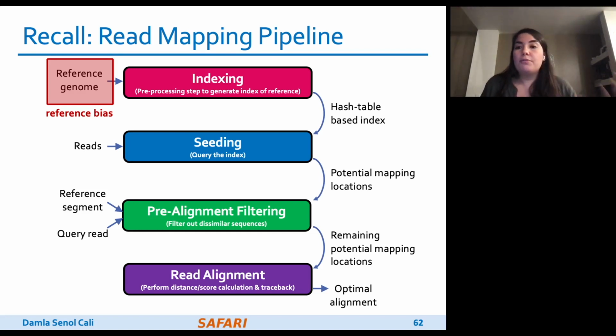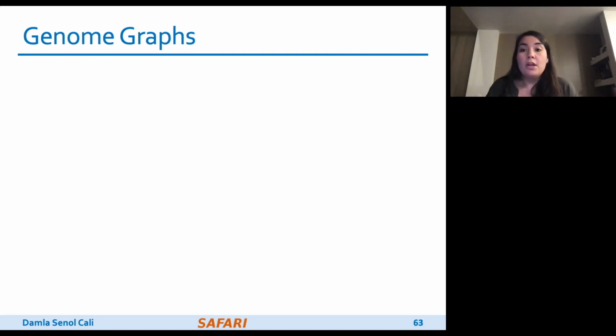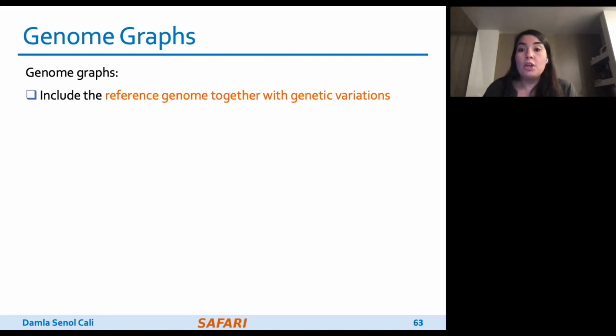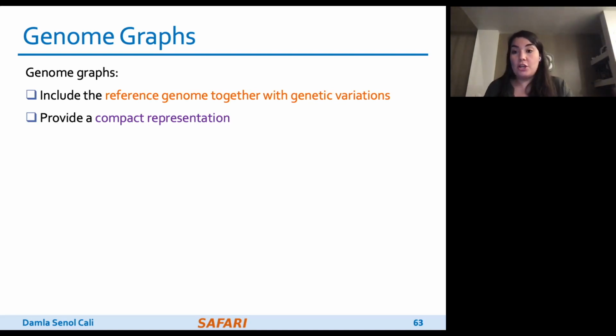So we have a lot of sequenced genomes, but when we do linear or traditional read mapping, we are limiting ourselves to a linear sequence. On the other hand, we have a lot of variation information which we can use, but without using it, we have reference bias. So the genomics community has recently started gaining interest in genome graphs, which include the reference genome together with genetic variations and provide a compact representation of the reference genome.